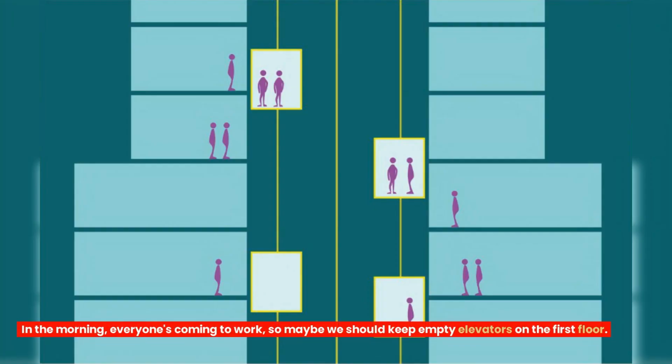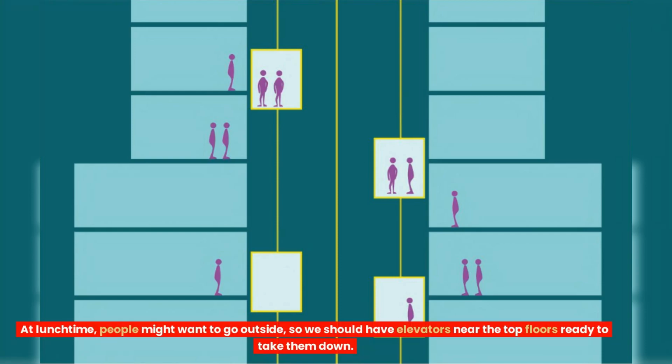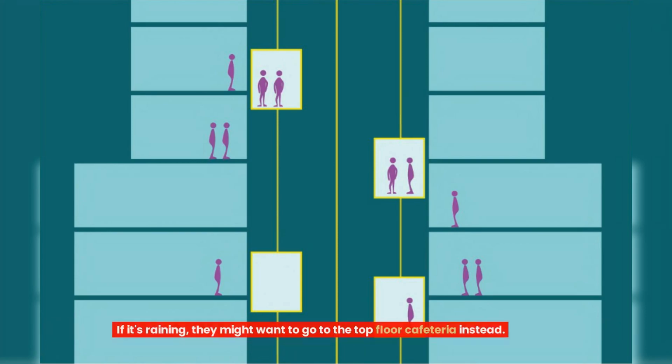In the morning, everyone's coming to work, so maybe we should keep empty elevators on the first floor. At lunchtime, people might want to go outside, so we should have elevators near the top floors, ready to take them down. If it's raining, they might want to go to the top floor cafeteria instead. What's the best plan for every day and every hour?